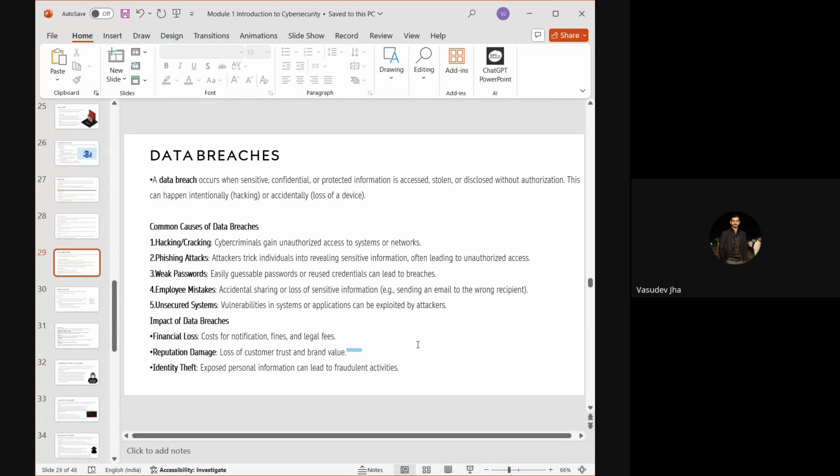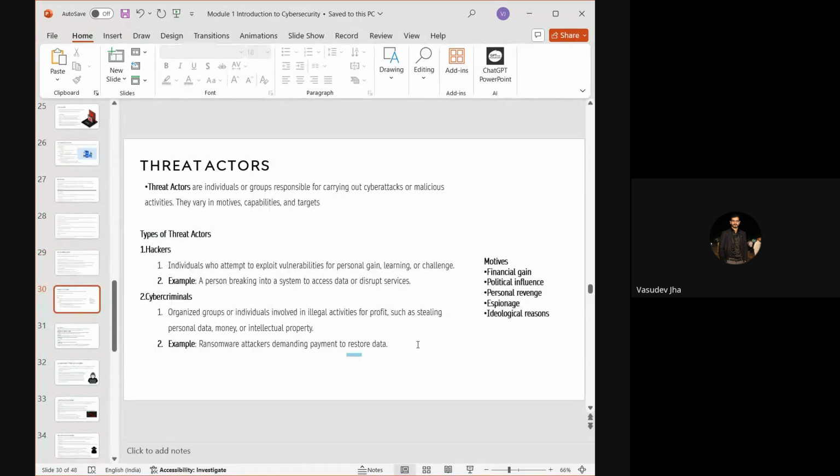And the impacts are the same. In cybersecurity, in each case, impacts are usually the same: financial losses, reputation damage, identity theft, these things.